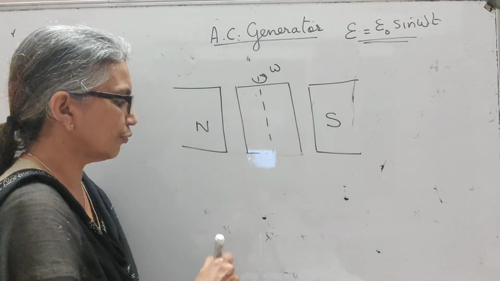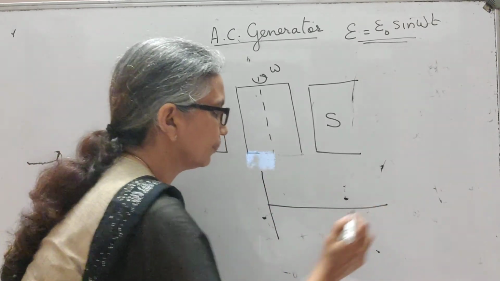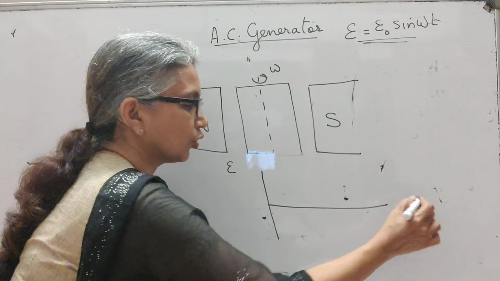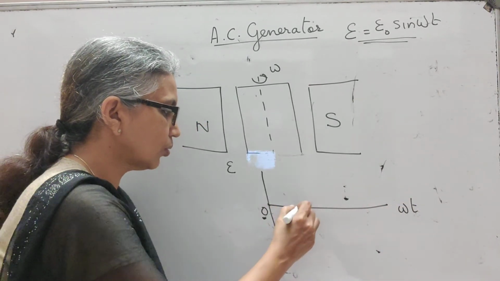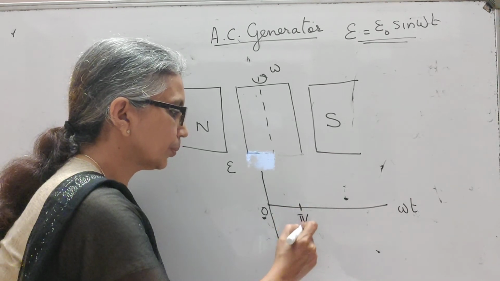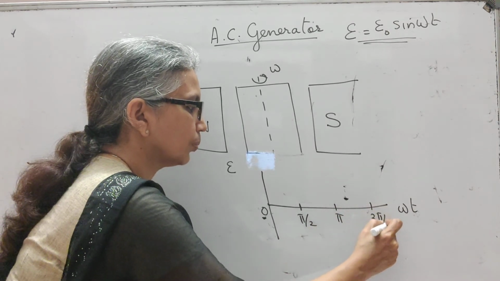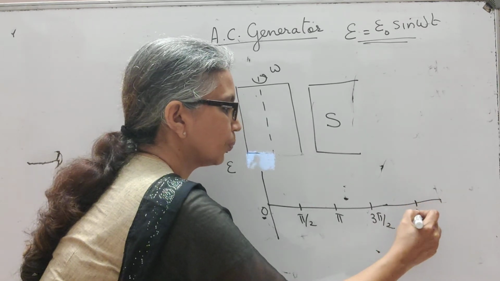If I'm going to draw a graph to represent the EMF in the coil, this is the EMF and this is omega t I'm plotting. Omega t is an angle, I told you. So this is 0. Let me call this as 90, that is pi by 2. That is pi. 3 pi by 2. And 2 pi.